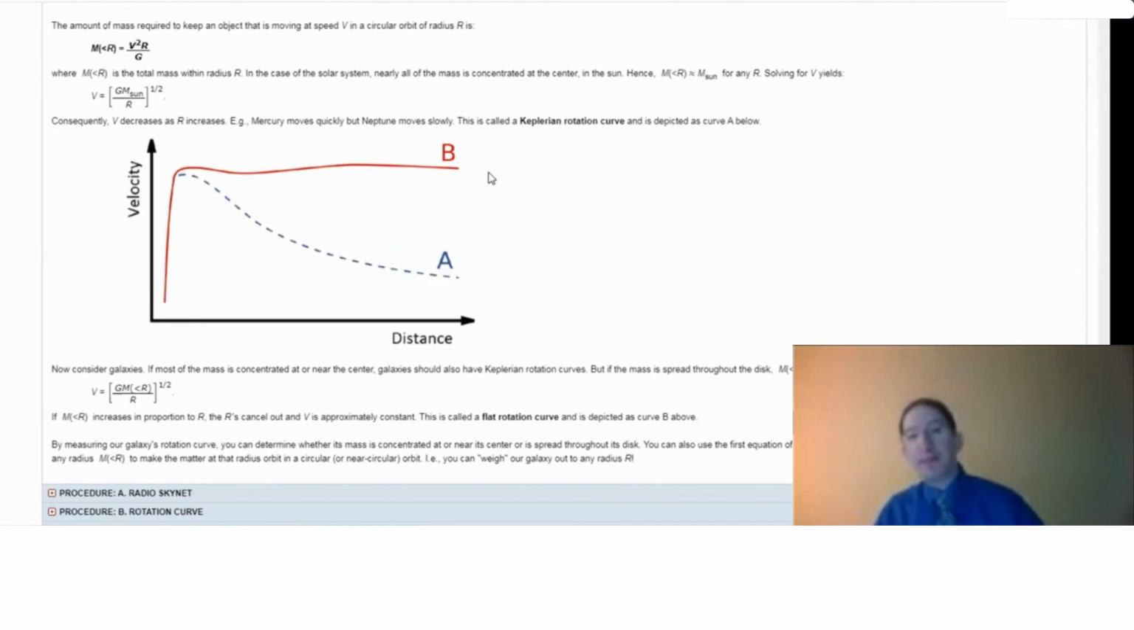So in this lab, you're going to take your distance measurements and your velocity measurements, plot the rotation curve, and determine whether our galaxy's mass is centrally concentrated or distributed throughout the disk. Also, you can take these, and for each distance from the center that you probed, you can calculate how much mass is interior to that distance. In other words, you can weigh the galaxy. Okay, that is it for this overview video.